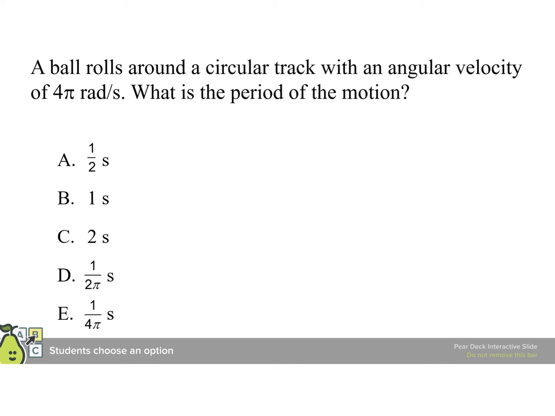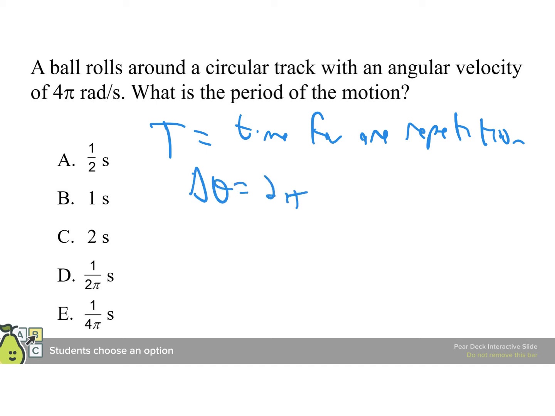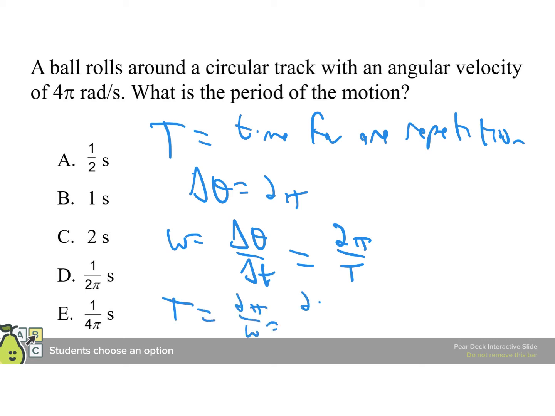All right, a ball rolls around a circular track with an angular velocity of 4 pi radians per second. What is the period of the motion? Well, remember that the period T was defined as the time for one repetition. So in this case, delta theta is 2 pi, because that's the angle in one repetition. We know omega is delta theta over delta t, so it's going to be 2 pi over the period. Hey, you might remember we had that earlier, actually. Way back when in oscillations, we talked a little bit about it accidentally, and now we see that was entirely an accident. So now we can say that the period is 2 pi over omega, so it's 2 pi over 4 pi radians per second, and we get 1/2 seconds.